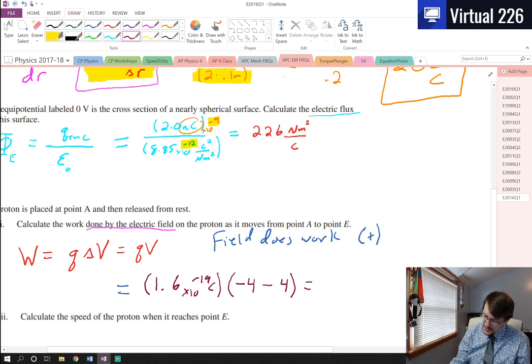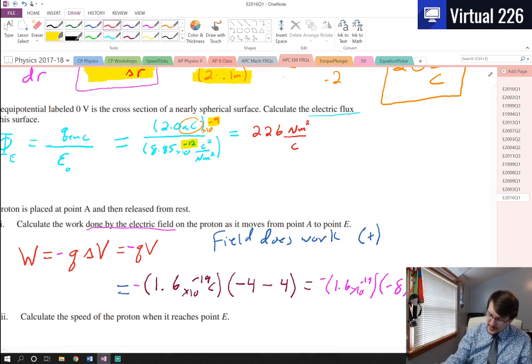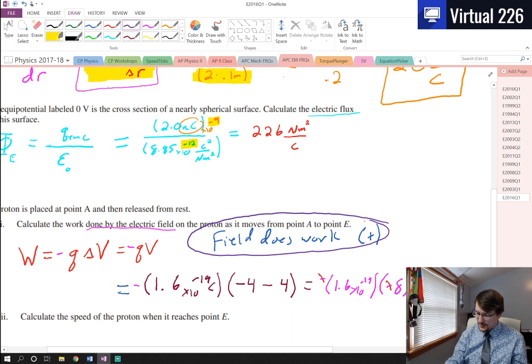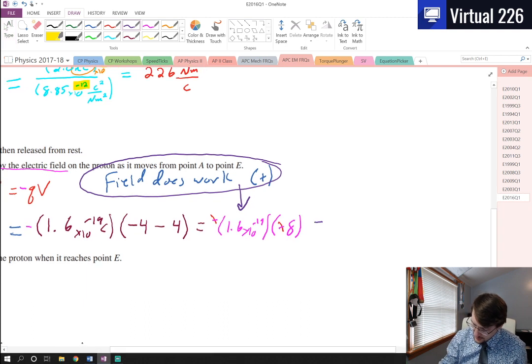So I'm just going to get, and this is where that negative comes back in, 1.6 times 10 to the minus 19 times negative 8 volts there. If you've been carrying this negative through the whole problem, you've got the negative here, and the negative and negative have canceled out. If you like just saying the field's doing work on the positive charge and I'm going to get a positive answer, that's where you're going to get that as well. So in the end, we're going to get 1.6 times 10 to the minus 19 times 8 volts.